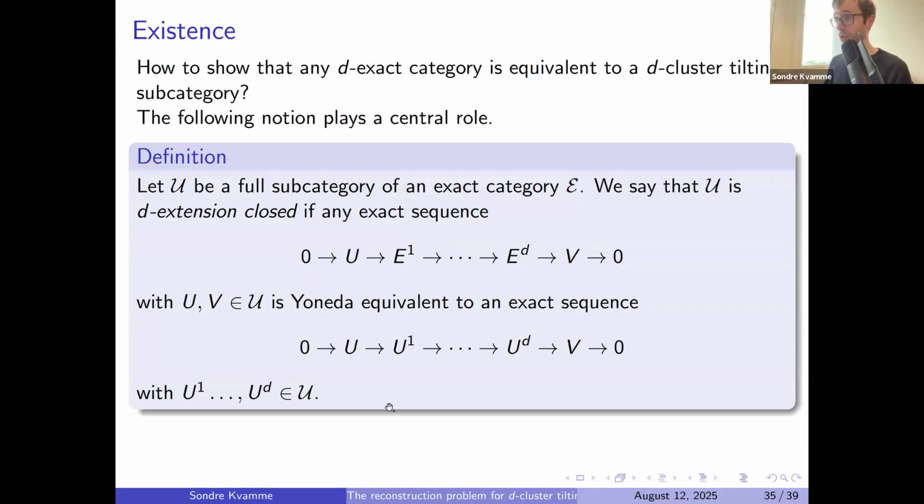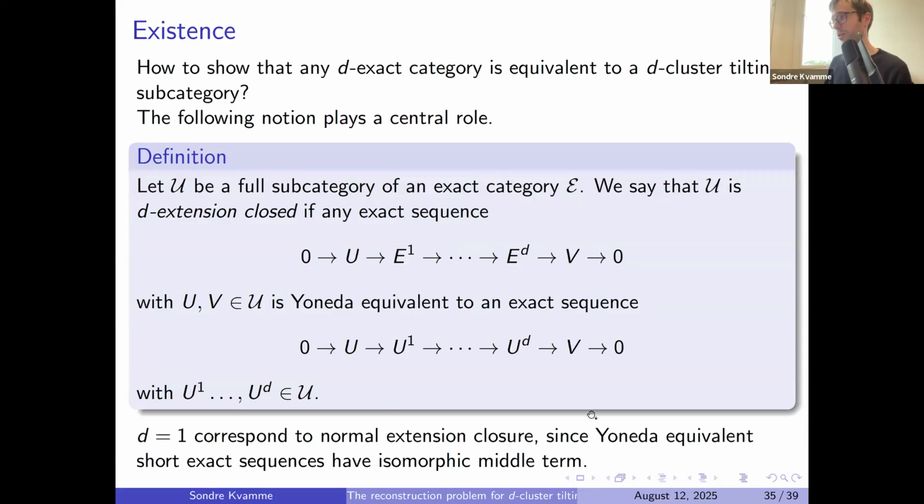So somehow a better notion to work with, at least for us, is to require that the sequence is Yoneda equivalent to an exact sequence where everything is in U. As I mentioned, this generalizes normal extension closure, and that's just because if you have two short exact sequences which are Yoneda equivalent, then the middle terms have to be isomorphic. So in this case, E1 would have to be isomorphic to U1. So as long as U is closed under isomorphism, this would force E1 to be in the subcategory.